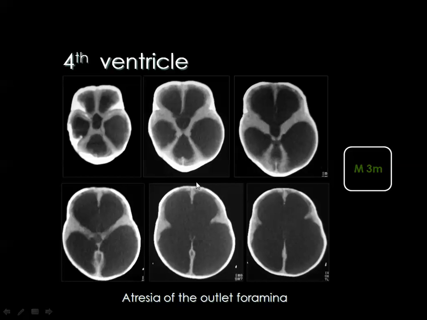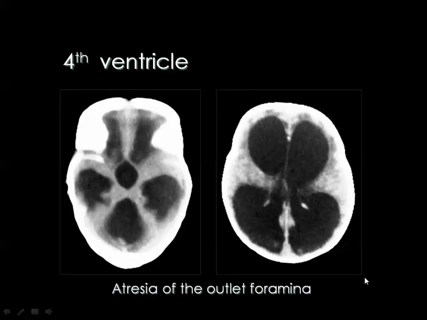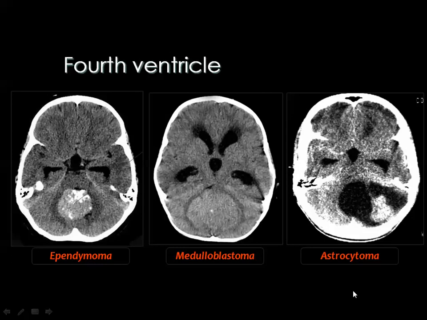Then look here at another case in a male infant, 3 months old, and you see the fourth ventricle is dilated and the third ventricle is dilated, the lateral ventricles are markedly dilated. This is a case of atresia of the outlet foramina of the fourth ventricle. And this is another case: dilated fourth ventricle, dilated third, and dilated lateral ventricles.